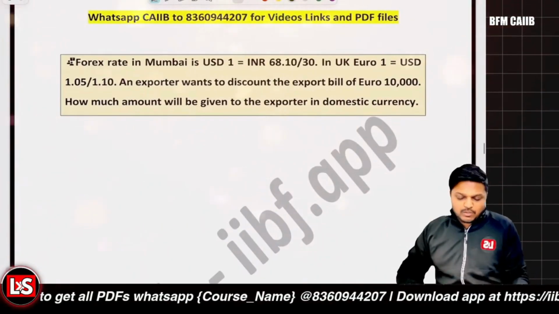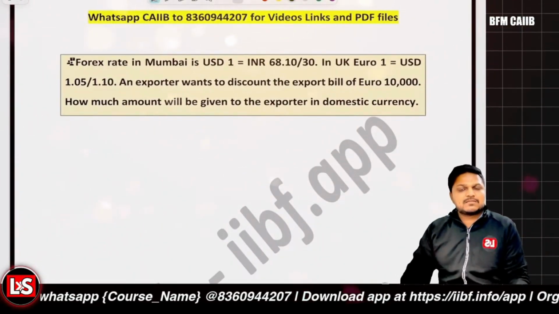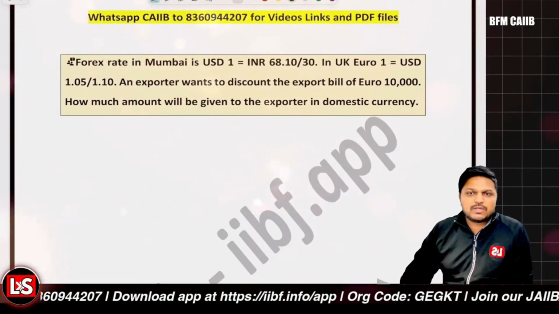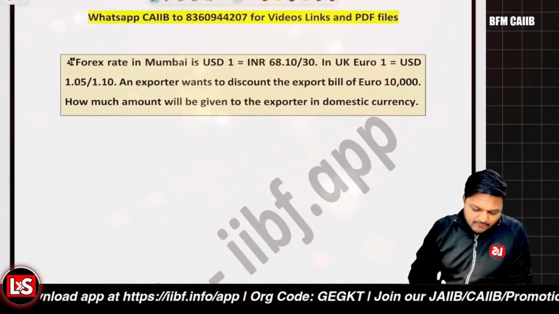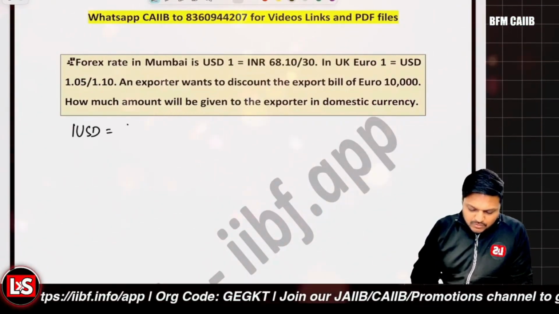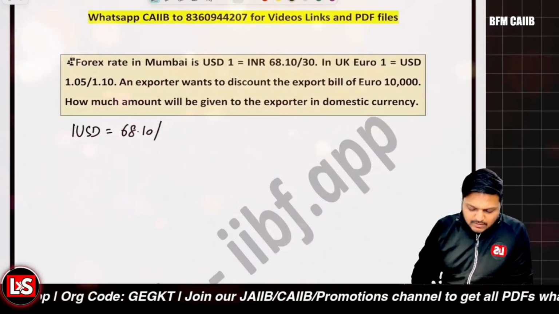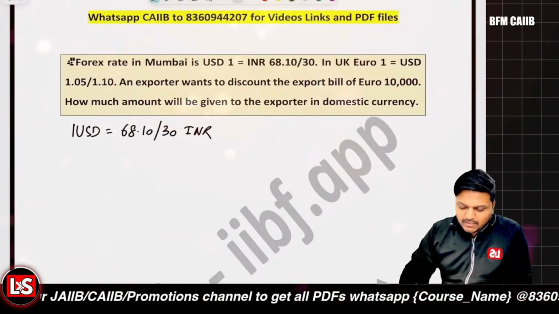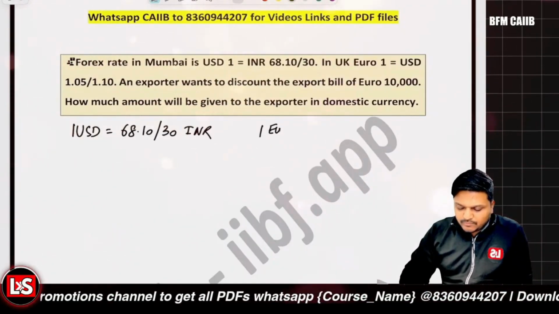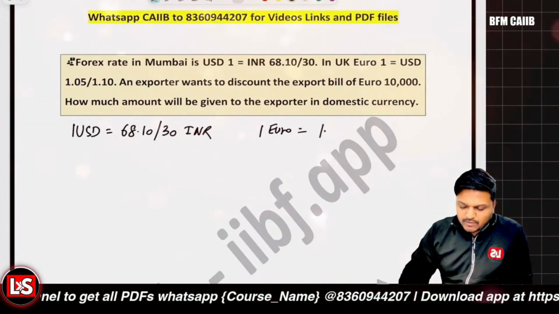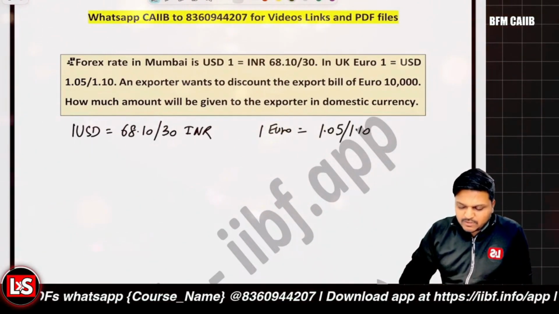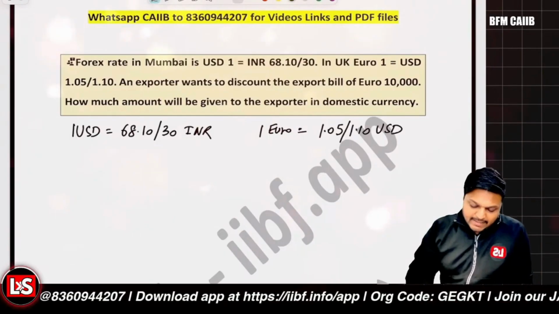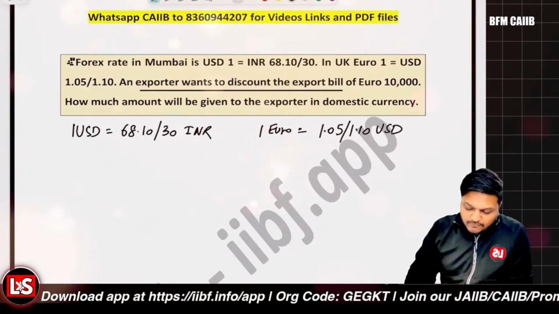The question is again related to foreign exchange arithmetic. The Forex rate in Mumbai is 1 USD equal to 68.10/30 INR. That is given to you. In the UK, 1 euro is given to be 1.05/1.10 USD. This is given to you. An exporter wants to discount the export bill of euro 10,000.